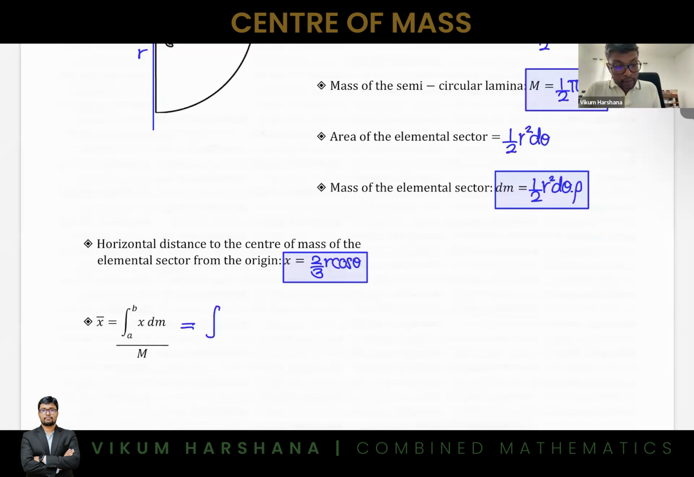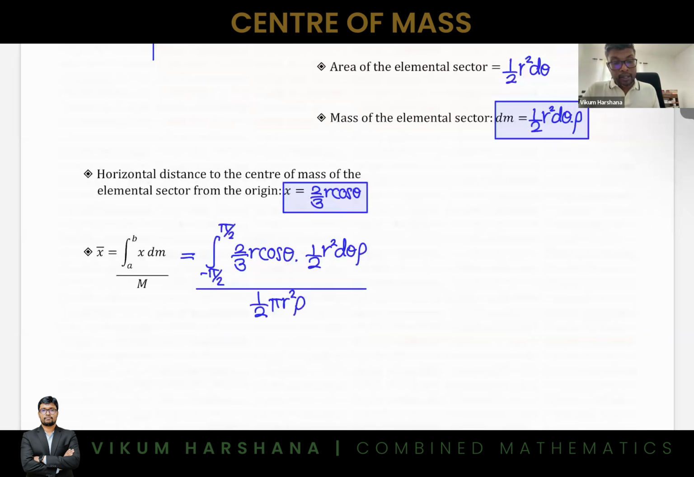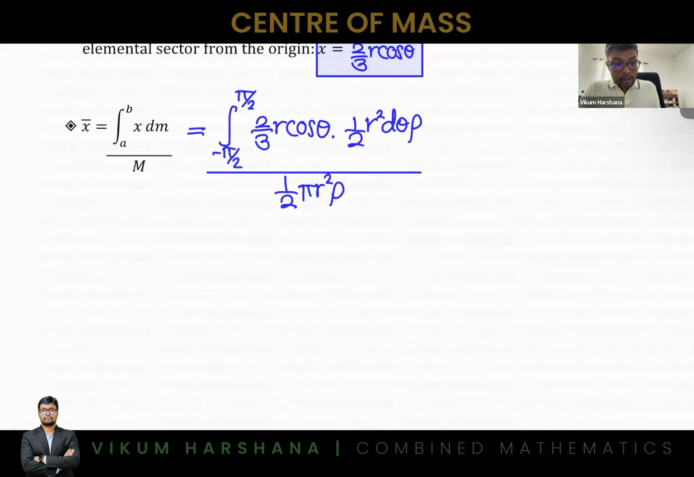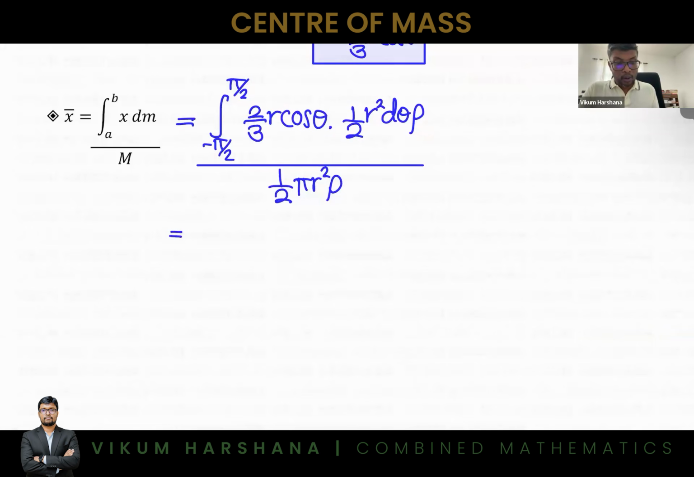Again, we are going to do the question from -90 to +90. X is considered as 2/3 r cos theta. dm is considered as half r squared d theta rho. Then divided by m. M is half pi r squared rho. Okay, now let's stick to the integration part. So as usual, we are going to take all the constants out. So 2/3 out, half out. 2/3 into half is 1/3, right?